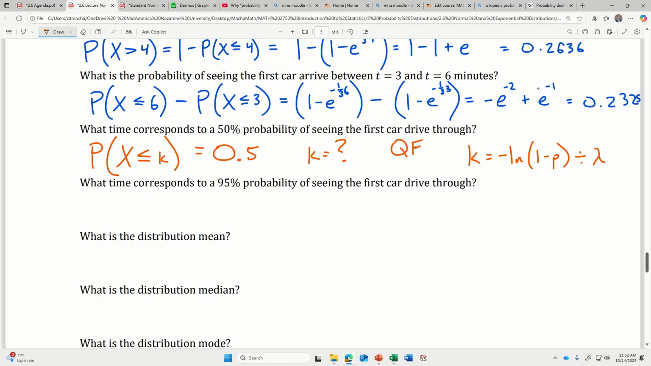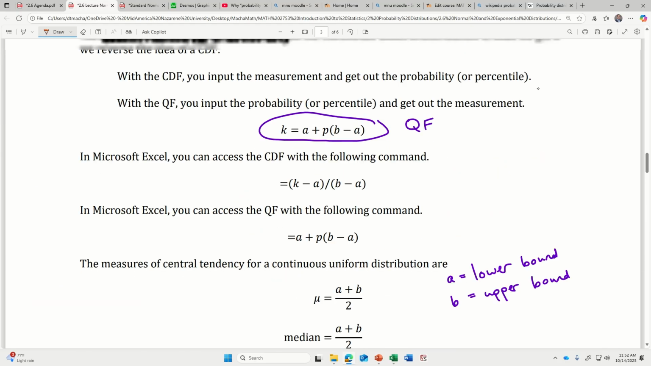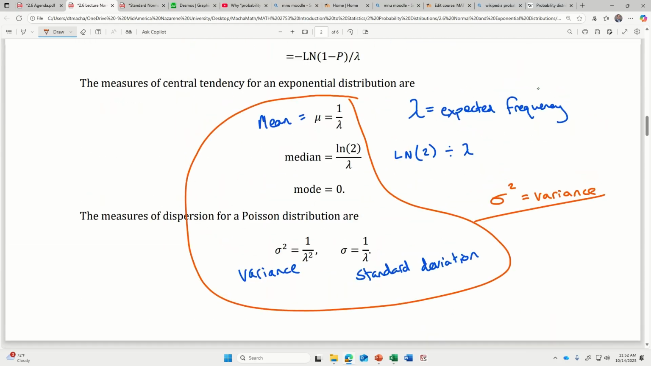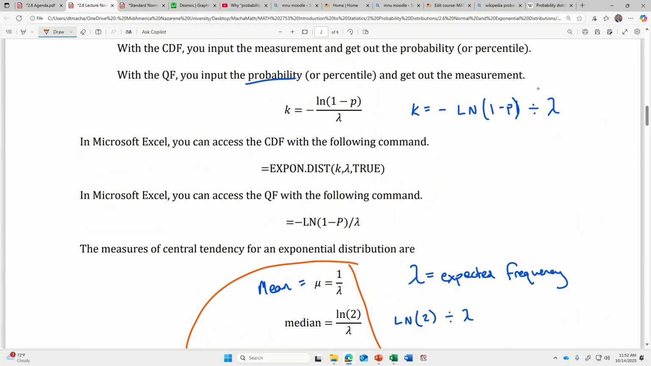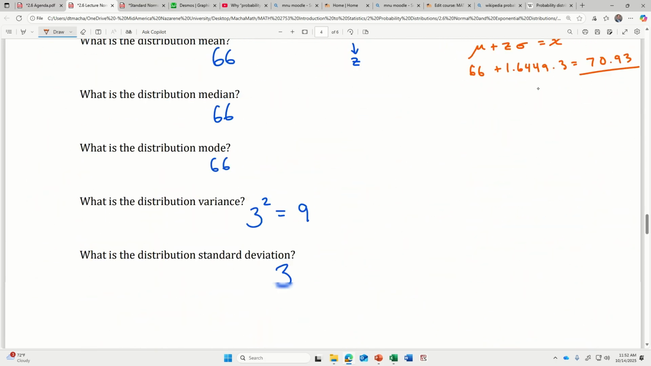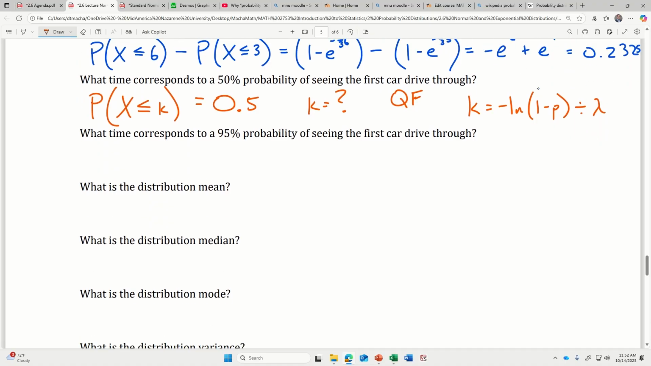Let me double check, because you can always write this down on your notes page and bring it into the test, right? But I just want to make sure I got the right thing. It should be negative natural log of 1 minus p divided by lambda. Cool. So for us, the probability we care about is 0.5. So 1 minus 0.5. And then I divide by lambda, which was 1/3.